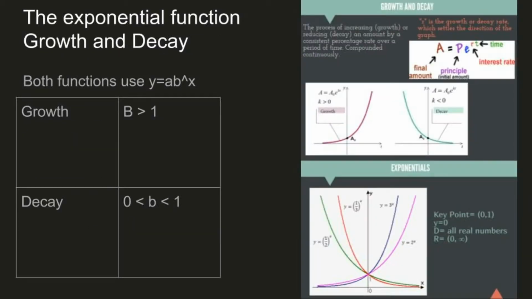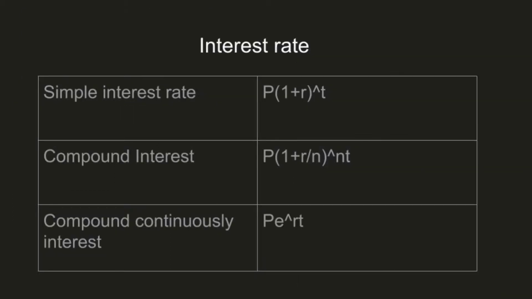Thank you, Salma. Next, I will show you what growth and decay are in an exponential function. In a growth and decay function, the formula is y equals a times b raised to x, where a is the starting value, and b represents the growth or decay of the function. If b is bigger than 1, it represents exponential growth, but if b is between 0 and 1, it represents exponential decay. A great example of exponential growth and decay is interest rates.